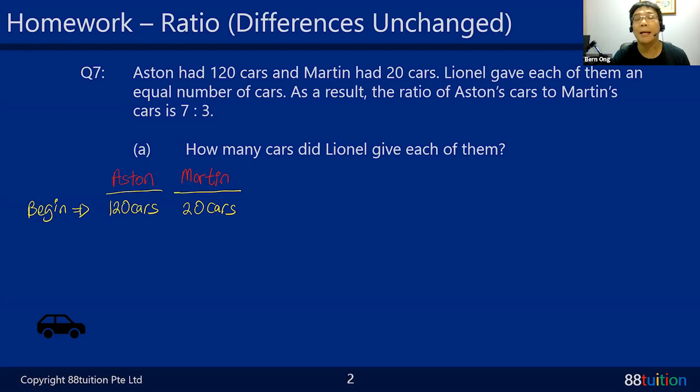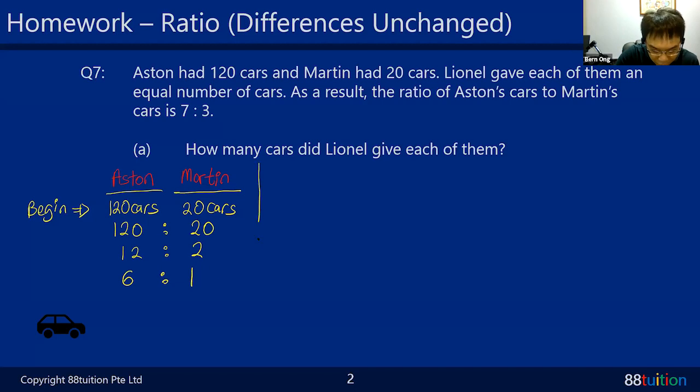Can reduce that? Can. So this is like 120 is to 20, the actual number of cars. If I reduce to the lowest term, divide by 10, I will get 12 is to 2. I still want to reduce to the simplest form. 12 and 2 are part of the 2 timetable. Divide by 2, and therefore 6 is to 1 is the ratio at the beginning. So 6:1 is the ratio in the beginning.